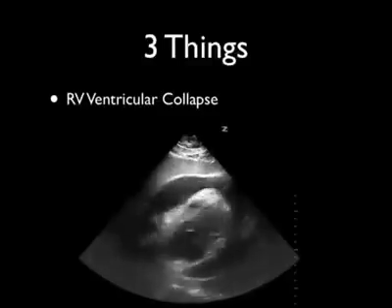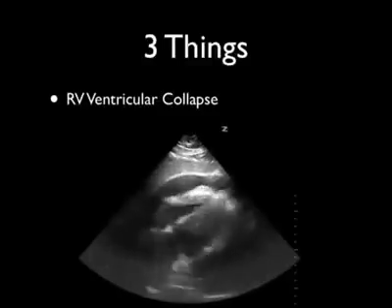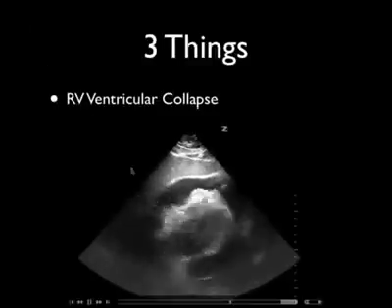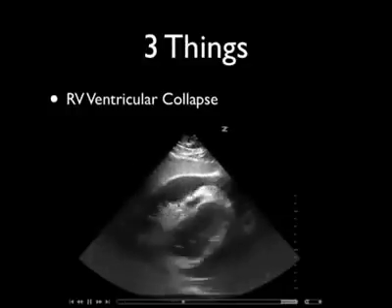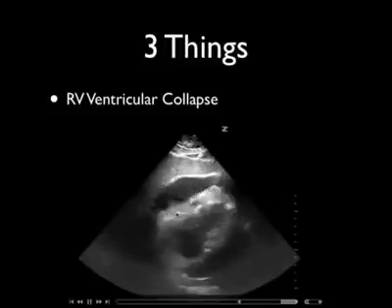The first and probably the most important is right ventricular collapse. This is an example of right ventricular collapse from a pericardial effusion causing tamponade. Here we see the free wall of the right ventricle is collapsing during diastole.